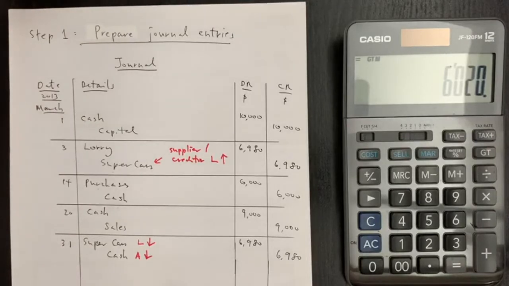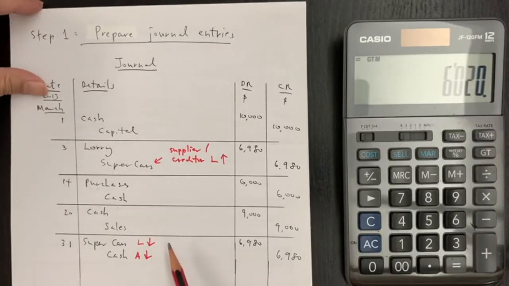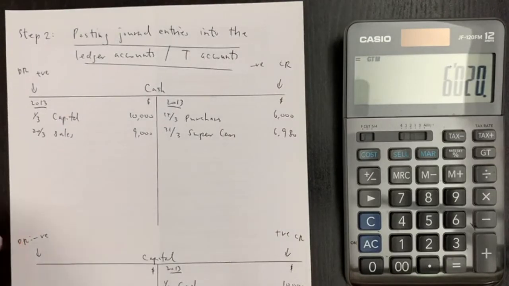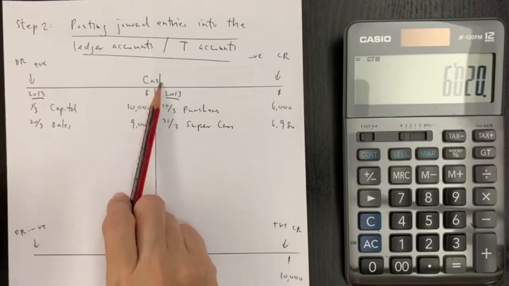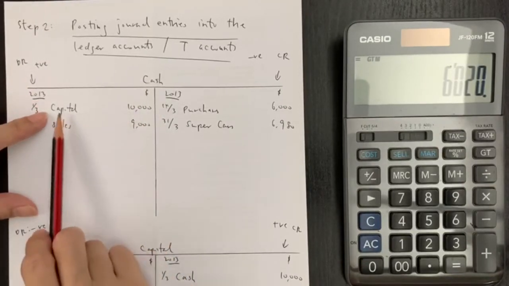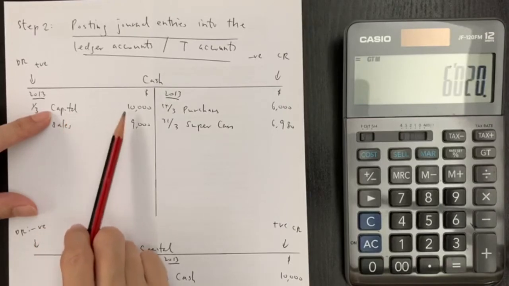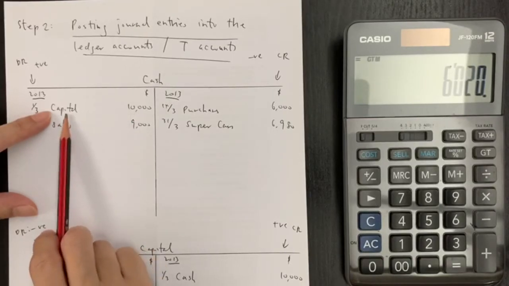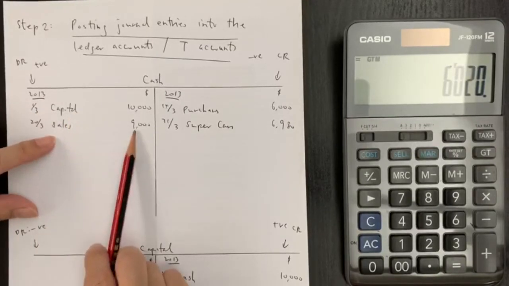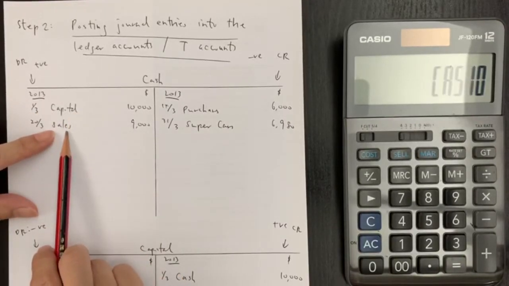Okay, so we have finished step number 1, prepare journal entries in this format, and now we come to step number 2, the T accounts. This is the cash account. Debit side means positive, means we have more cash. Look at the description here. Why do we receive more cash in the business? Because the owner puts cash into the business. Why do we receive cash? Because we make sales to the customer.